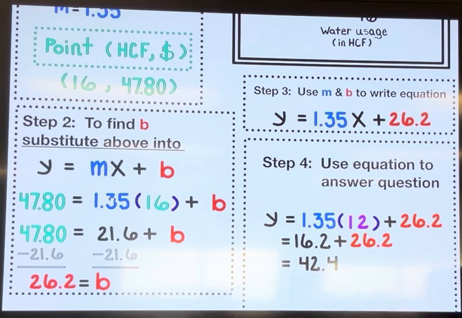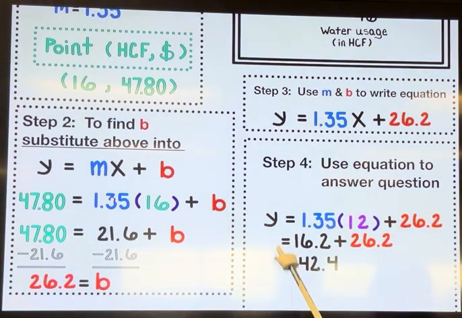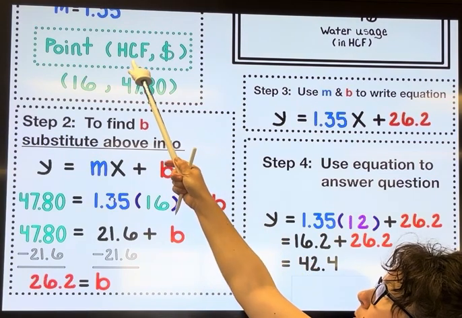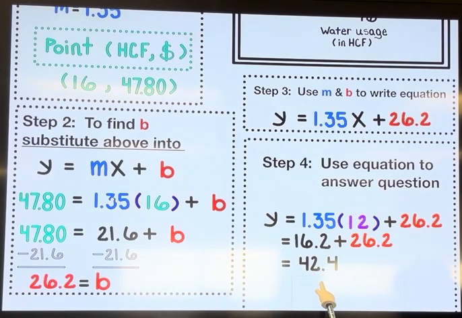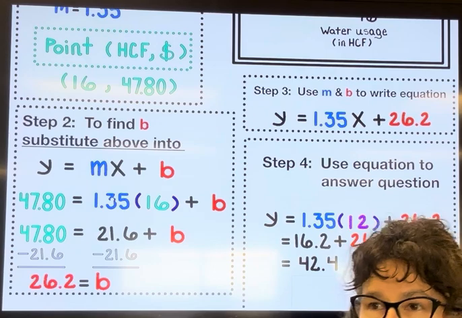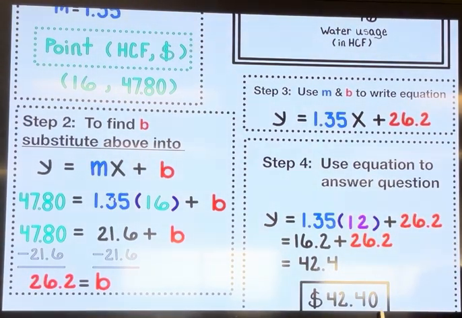But then let's think about what's the meaning. What label was on the y-axis? If this is a y, it was HCF comma money. So this right here is money. It looks a little funny to me to only have one number after the decimal point if it's money. So I'm going to put an extra 0 at the end. And so it's $42.40 for 12 HCF of the water.